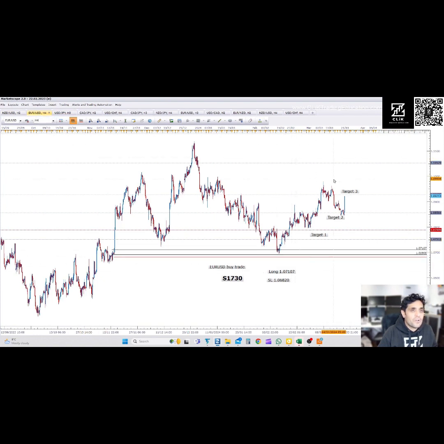So this was our Euro US dollar swing trade. You can see here we entered in at 1.07107. Stop loss was at 1.06820, which is this red line. It's hit target 1, hit target 2. When it hit target 1, we moved our stop to entry plus commissions, and then when it's gone past target 2, we didn't take target 3.